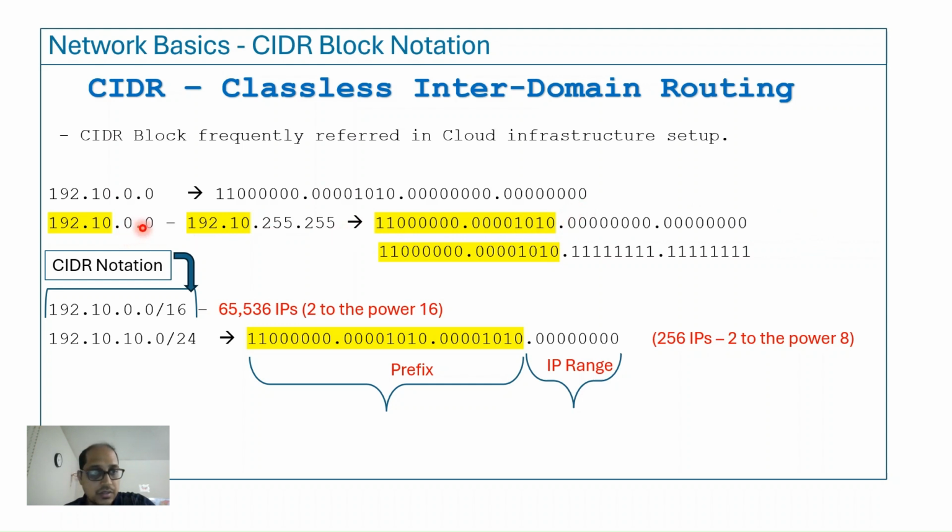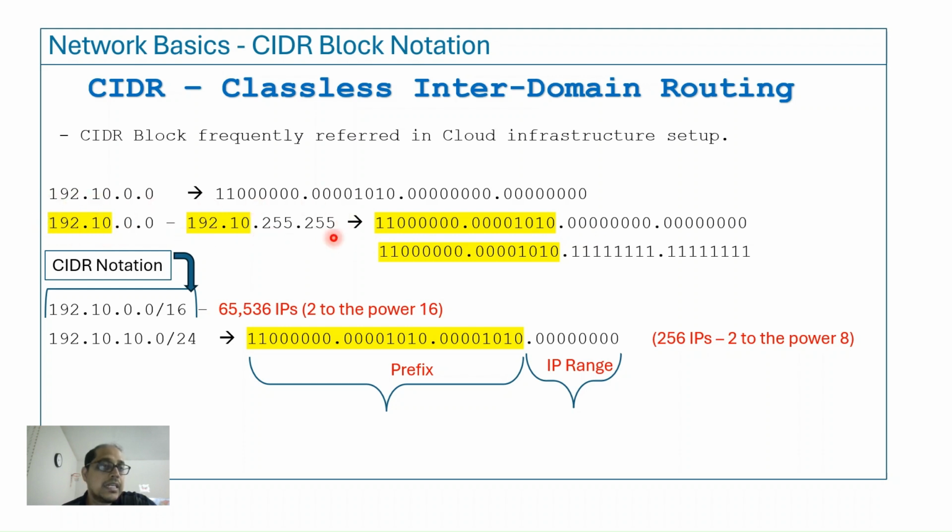The last IP address of that range, 255.255, has all ones. The first part, the 16 bits marked in yellow, is the network ID. That's fixed. You cannot change it in the range that we have given. And the remaining 16 bits, you can change zeros and ones, and you can get a range of IPs to use for your devices.